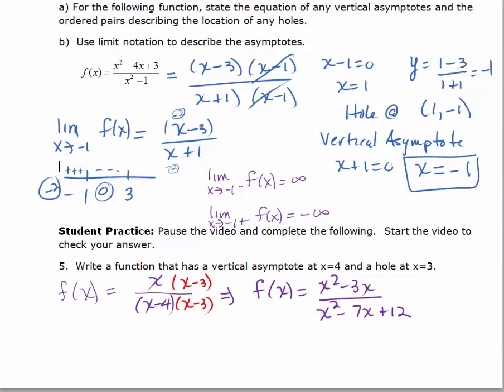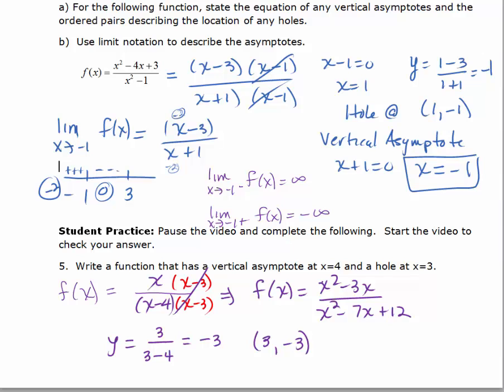Your function may be completely different from mine. Again, any factor in the numerator would work. And you can also graph yours on a calculator to confirm. And to find the ordered pair of that hole, you know that x minus 3 is going to cancel. So if I substitute 3 in for x at this point, my y value is going to be 3 over 3 minus 4, which would be 3 over negative 1, or negative 3. So my hole would be at (3, negative 3).